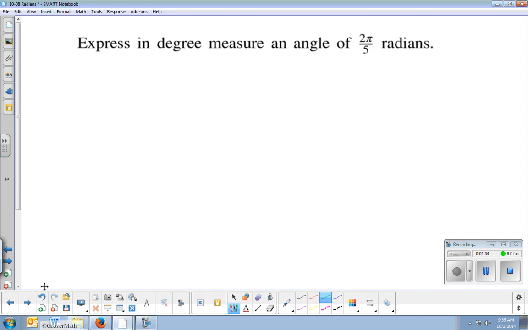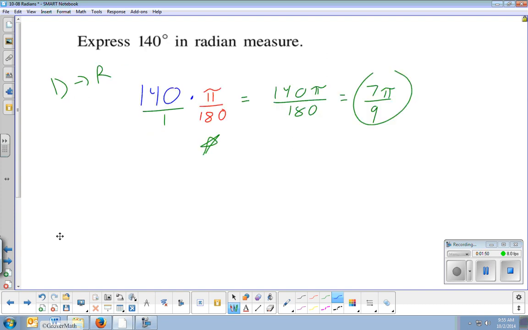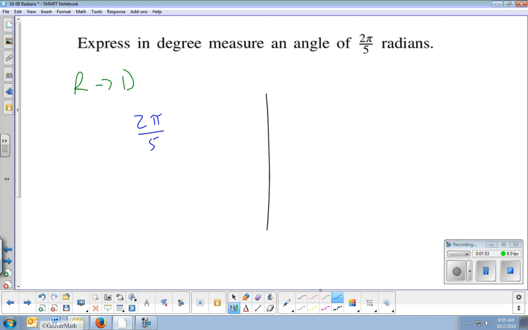Going the other way, converting radians to degrees, there's actually two options here. So let me show you both methods. First method is I can take 2 pi over 5, and what we did this time was we multiplied by pi over 180. Well, this time I do the reciprocal of that, which is 180 over pi. And what's going to happen is the pi's will cancel out. I'm left with 2 times 180 over 5, which then simplifies down to 72 degrees.